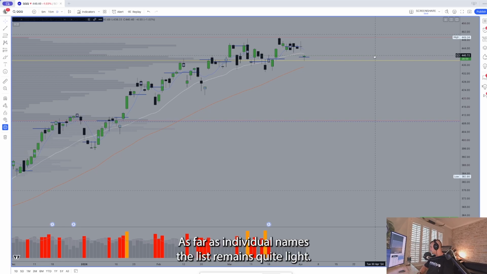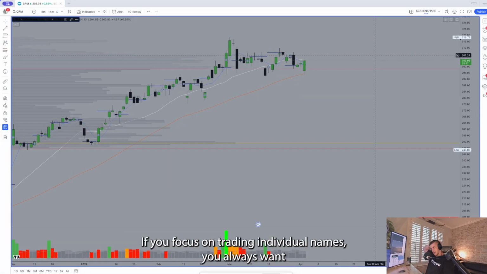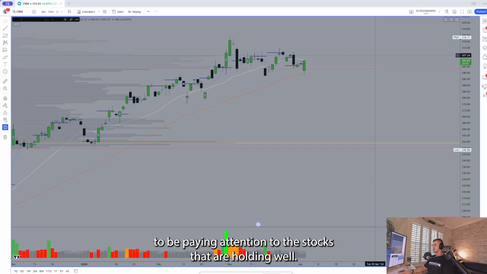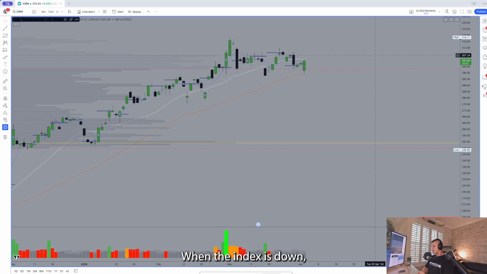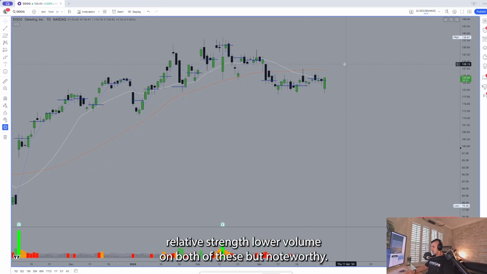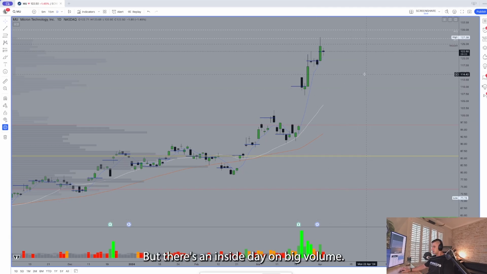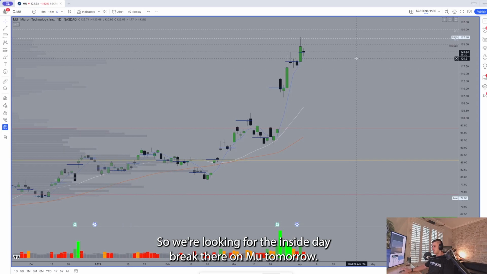As far as individual names, the list remains quite light. We have CRM, relative strength. If you focus on trading individual names, you always want to be paying attention to the stocks that are holding well when the index is down. That's known as relative strength. So that's CRM today. Datadog, relative strength, lower volume on both of these, but noteworthy. And then MU, we had this on watch today, didn't trigger, likely due to the index weakness, but there's an inside day on big volume. So I'll be looking for the inside day break there on MU tomorrow.